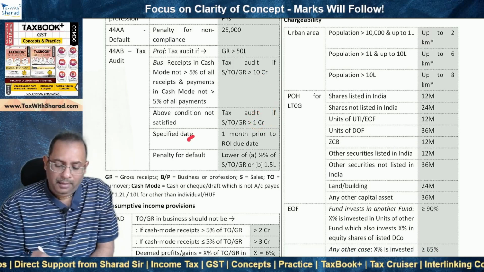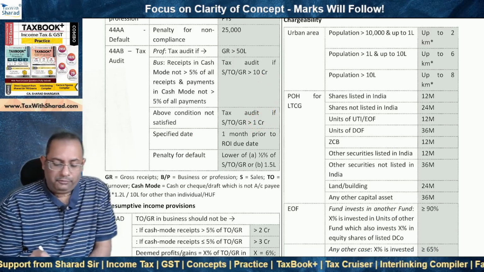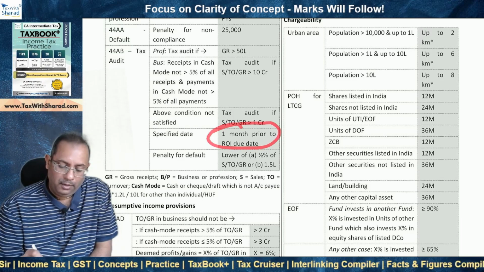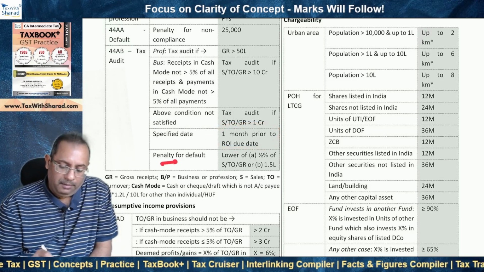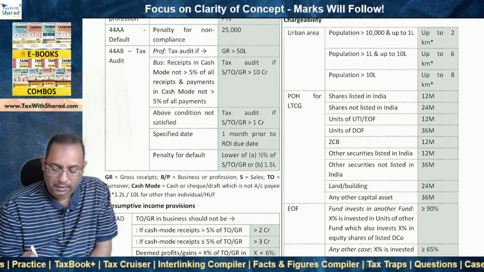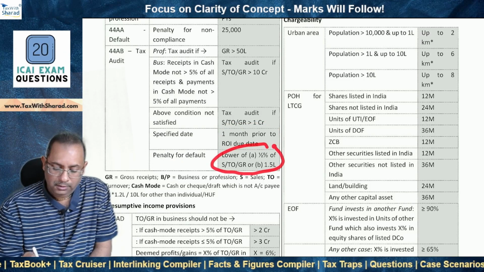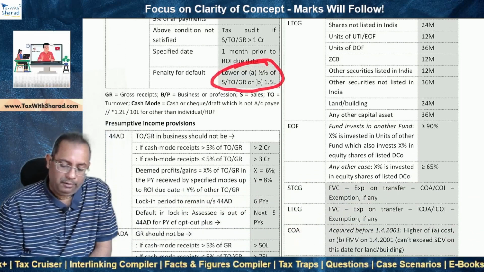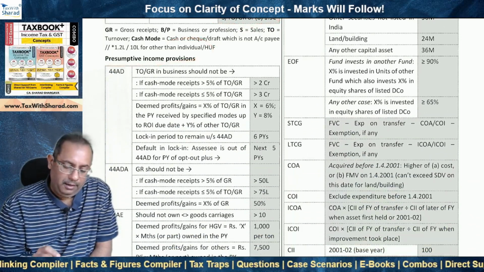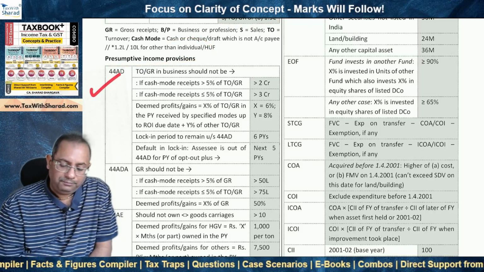The specified date for furnishing the tax audit report is 1 month prior to the ROI due date. The penalty for default of tax audit provisions is the lower of 0.5% of sales turnover or gross receipts, or rupees 1.5 lakh. Now presumptive income provisions: 44AD, 44ADA, 44AE.